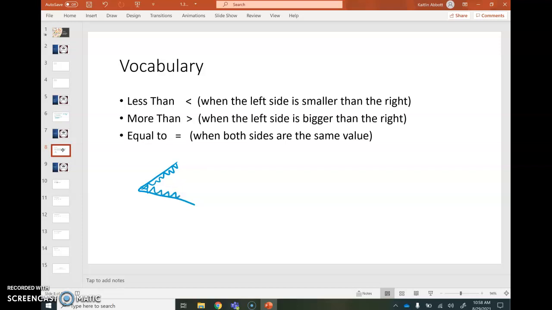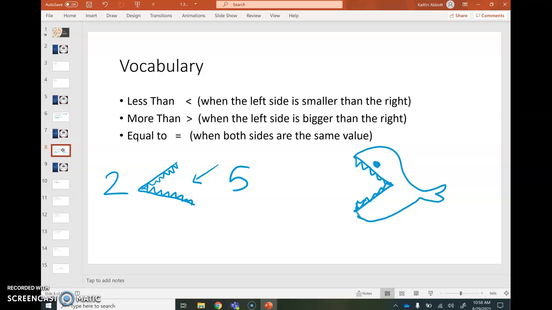The alligator eats the bigger number. So you face this open side to eat the big number. So 5 is here, 2 is here. The alligator is going to eat the bigger number. And then same way with the other way. The alligator eats the bigger number, or I like to draw them like piranhas.